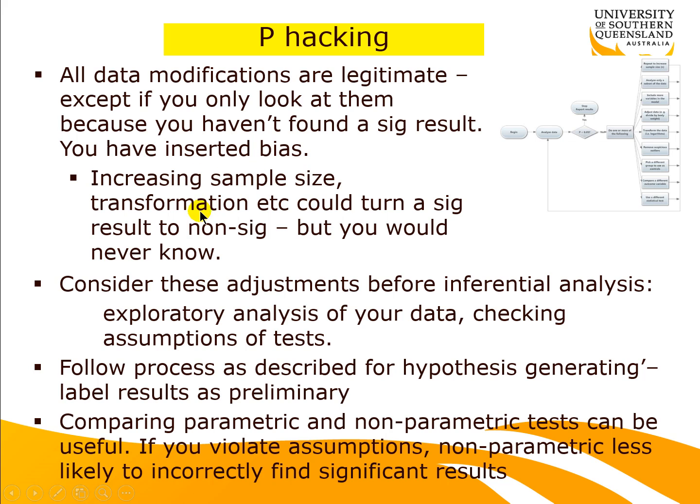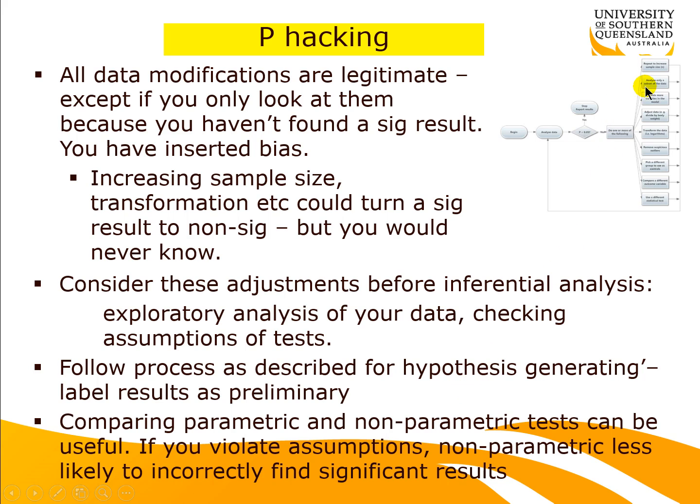So increasing sample size, transformation, etc. could turn a significant result to non-significant, but you would never know because you stopped as soon as you got a significant result. If these are legitimate things to try with your data, then why are they only legitimate because you didn't get a significant result to start with? If they're legitimate things to do, then you should consider them in conjunction with your first significant result. So consider these adjustments before inferential analysis. Make sure you do proper exploratory analysis to know whether these kinds of things would be needed.